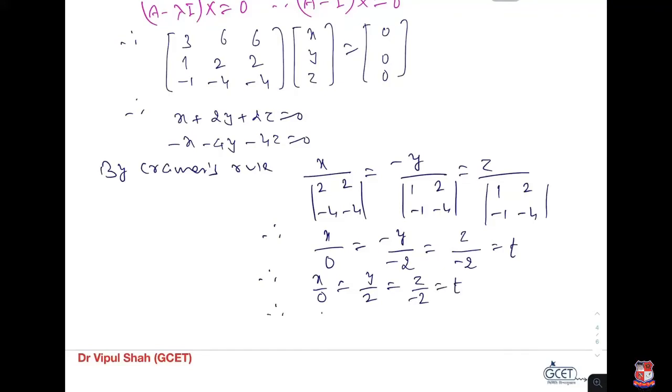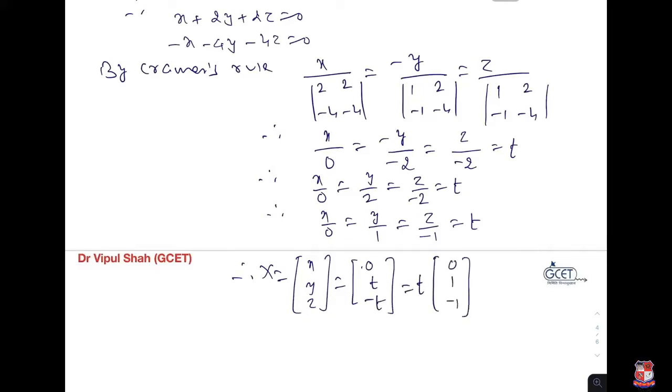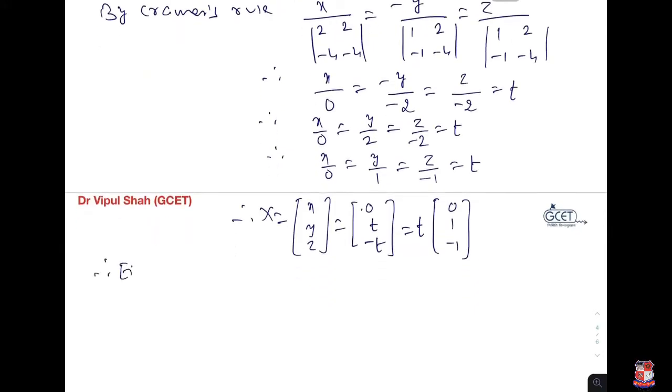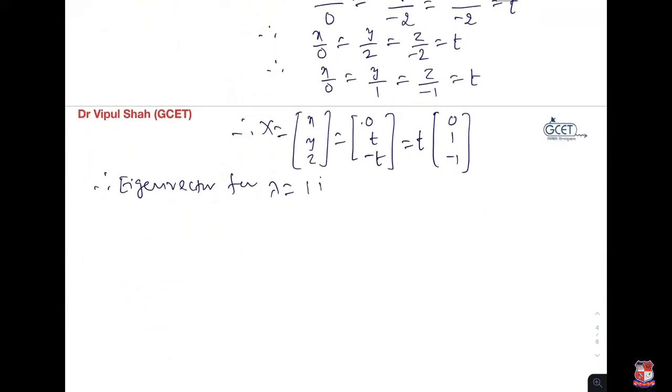And so we can also write this as x, y over even 1, because you can take this, and z over minus 1, because it's a ratio. And therefore x, y, z is equal to 0, t, minus t, or you can say t times 0, 1, minus 1. And therefore the eigenvector for lambda equal to 1 is 0, 1, minus 1.